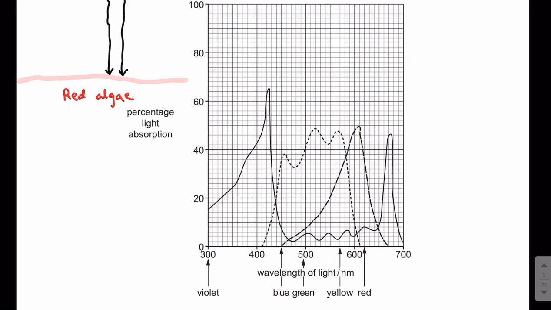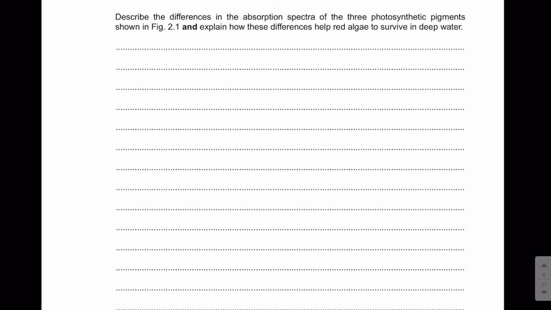Phycocyanin is absorbing best in yellow region. Red region is starting over here, right? All right. Let's have a look at the question. Describe the differences in the absorption spectra of the three photosynthetic pigments shown in figure 2.1 and explain how these differences help red algae to survive in deep water.